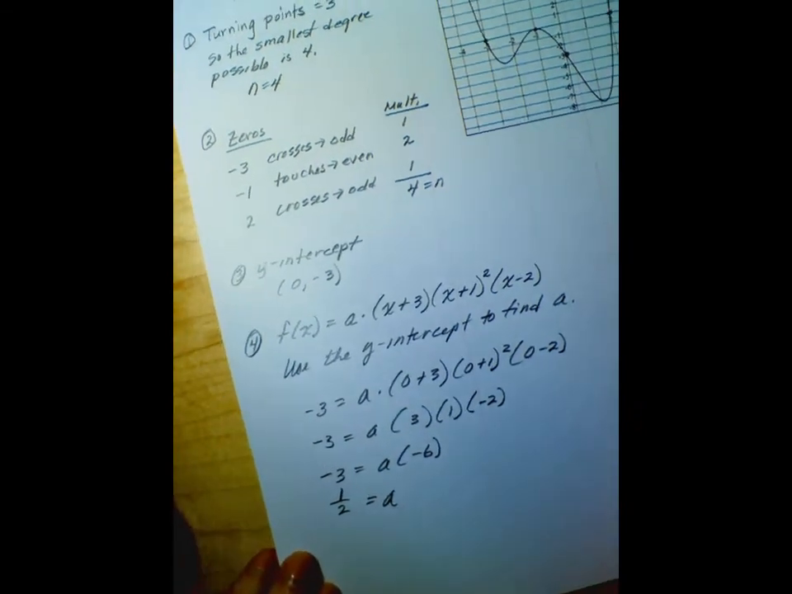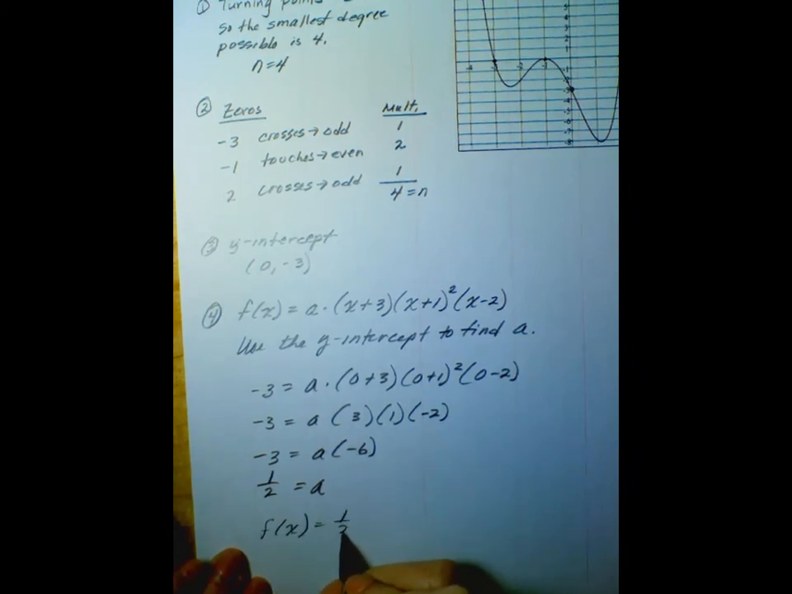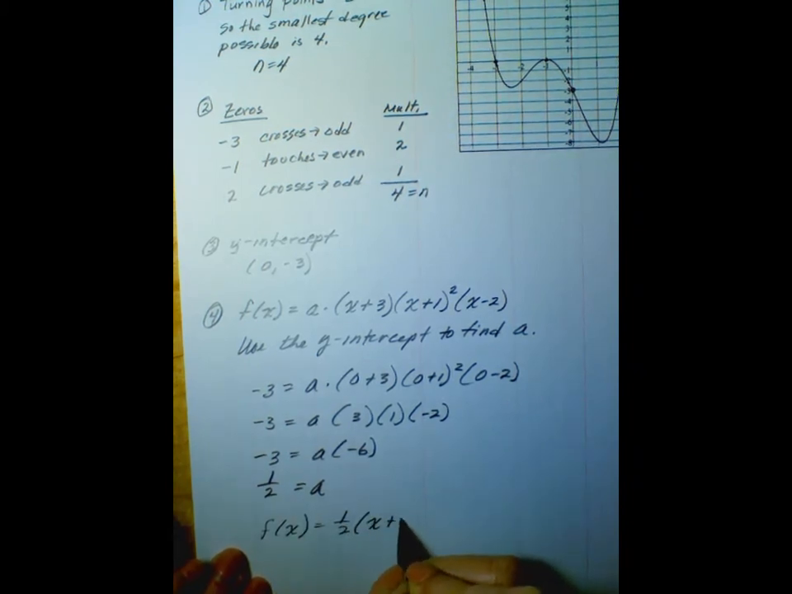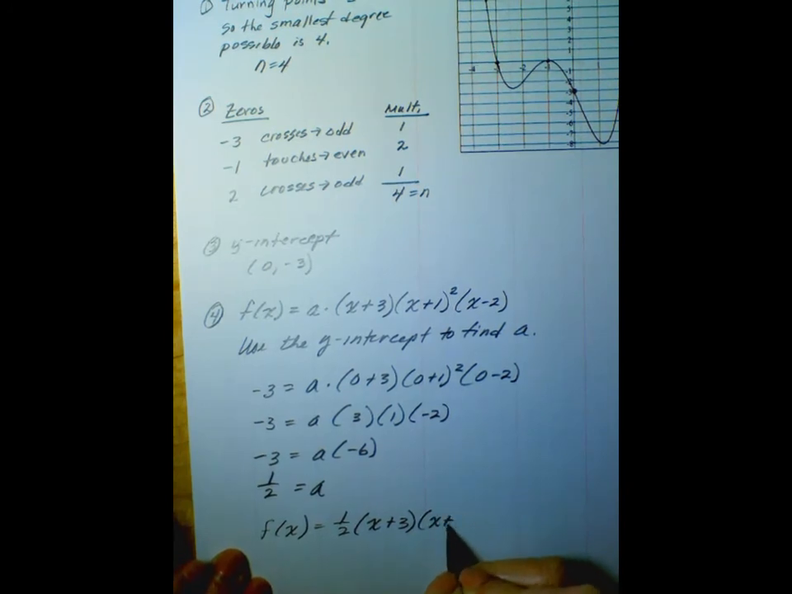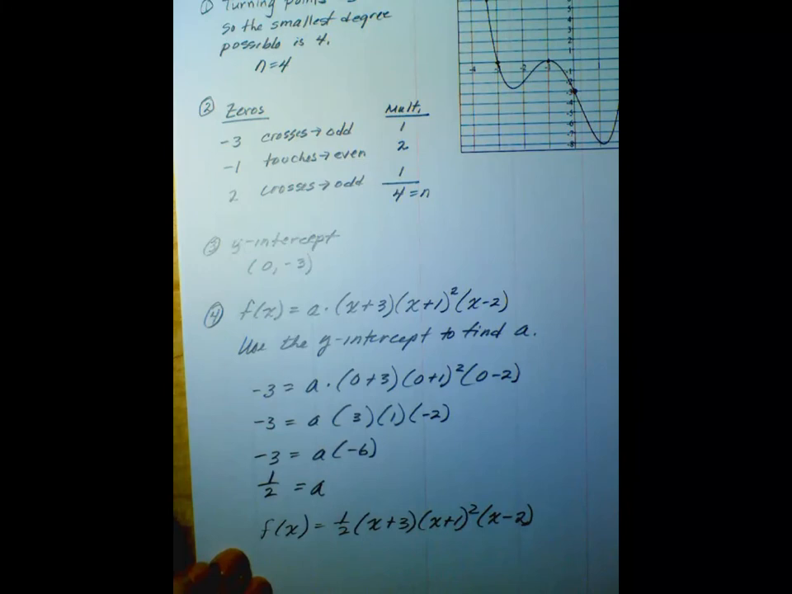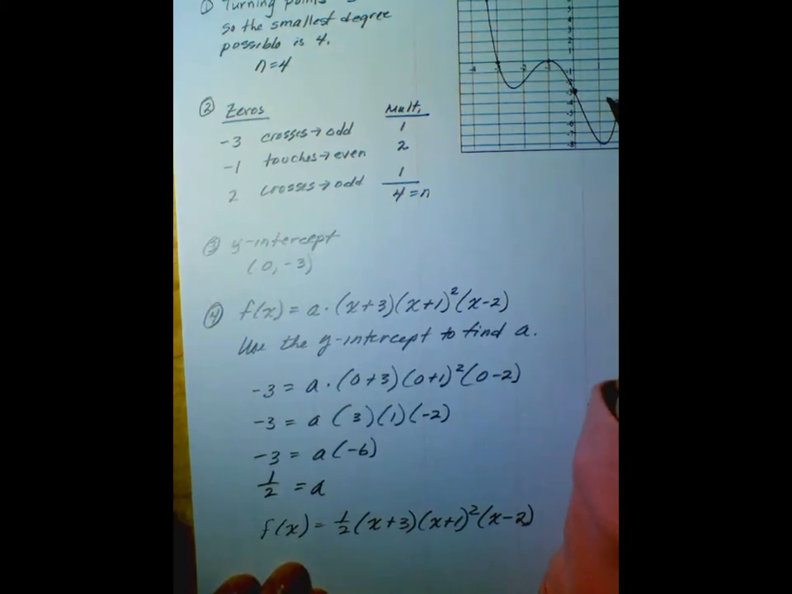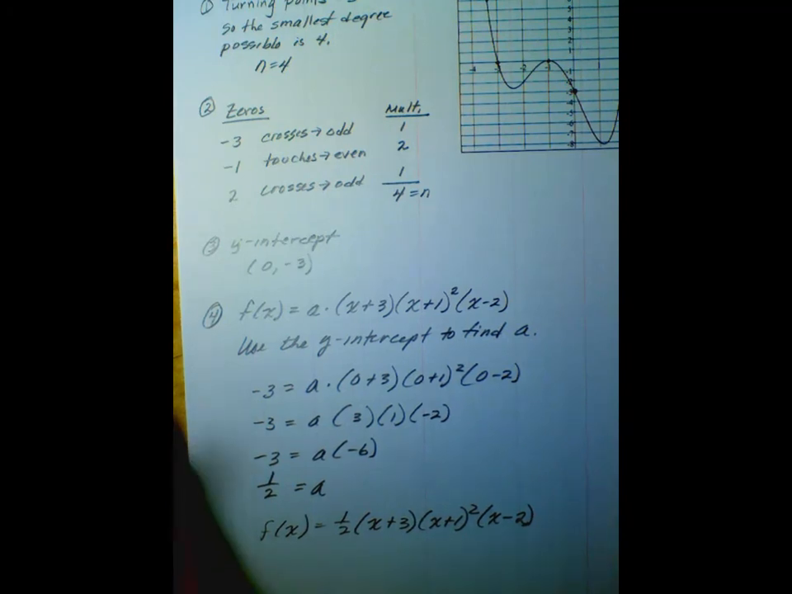Let's see if I can get it where you can see it. So f of x equals 1/2 times (x plus 3)(x plus 1) squared (x minus 2). And that would be the function equation for this graph using the smallest degree possible. Okay, we'll continue in the next video.